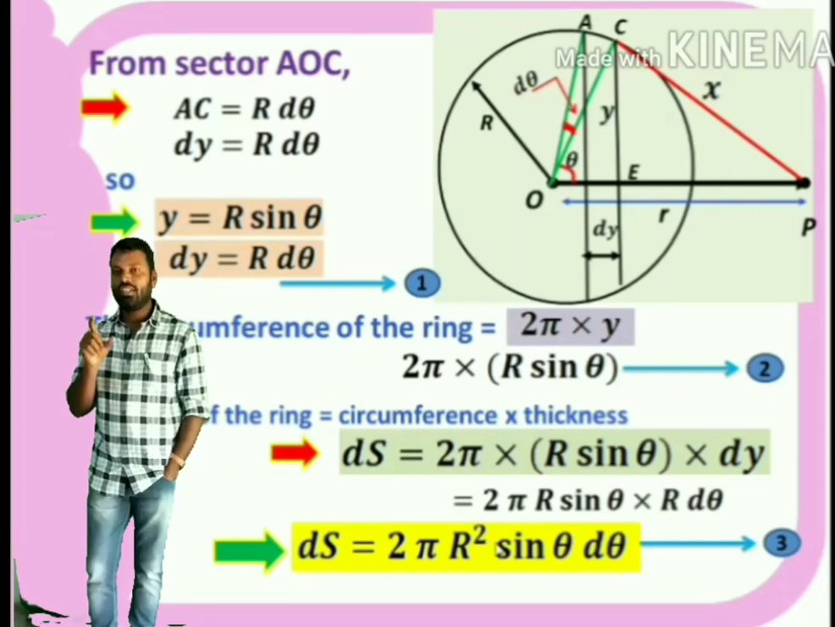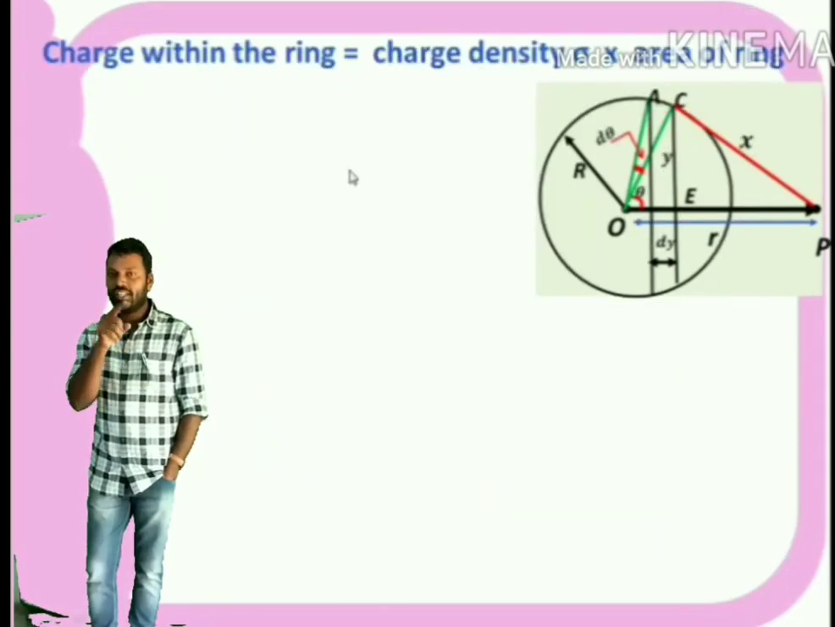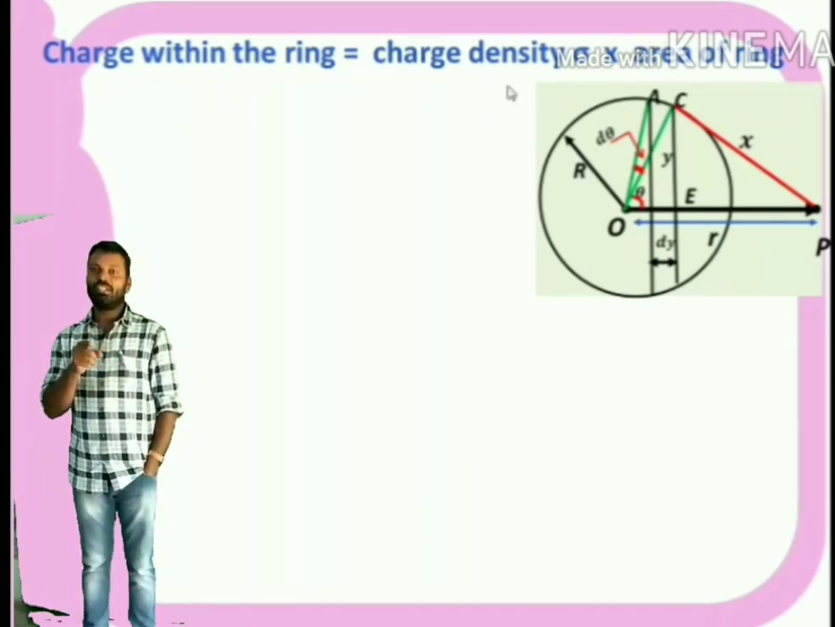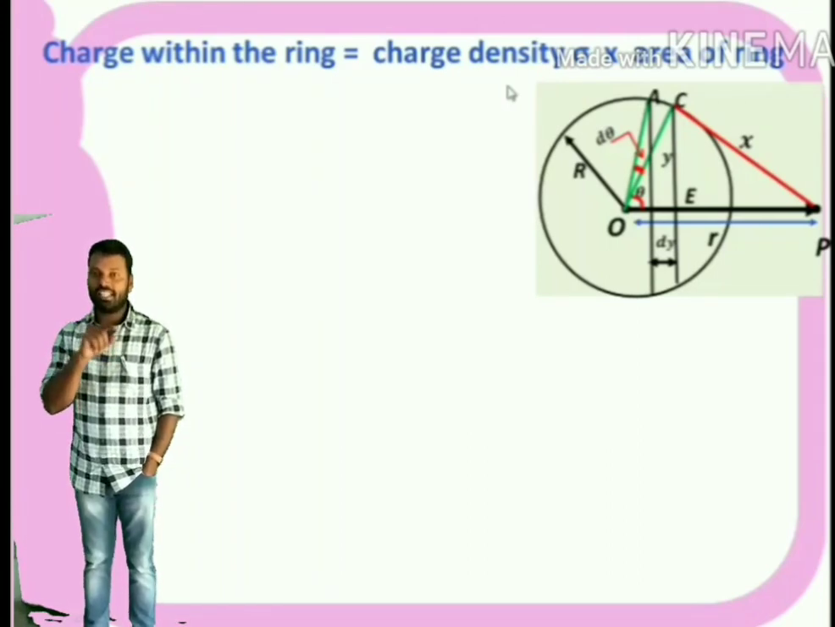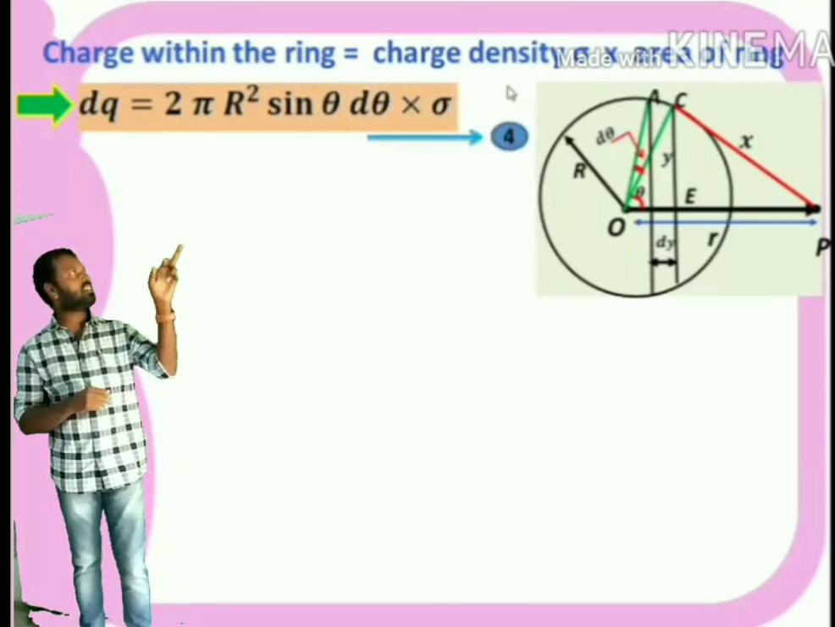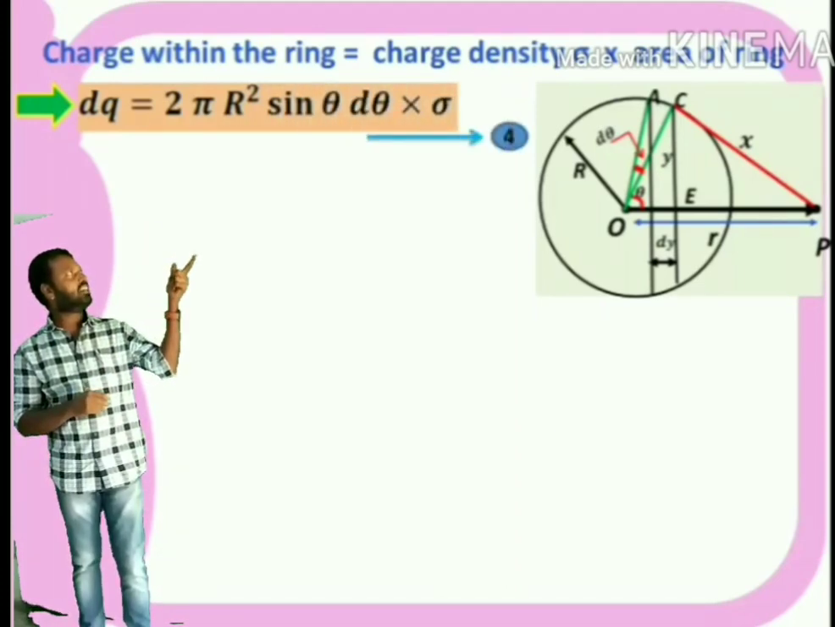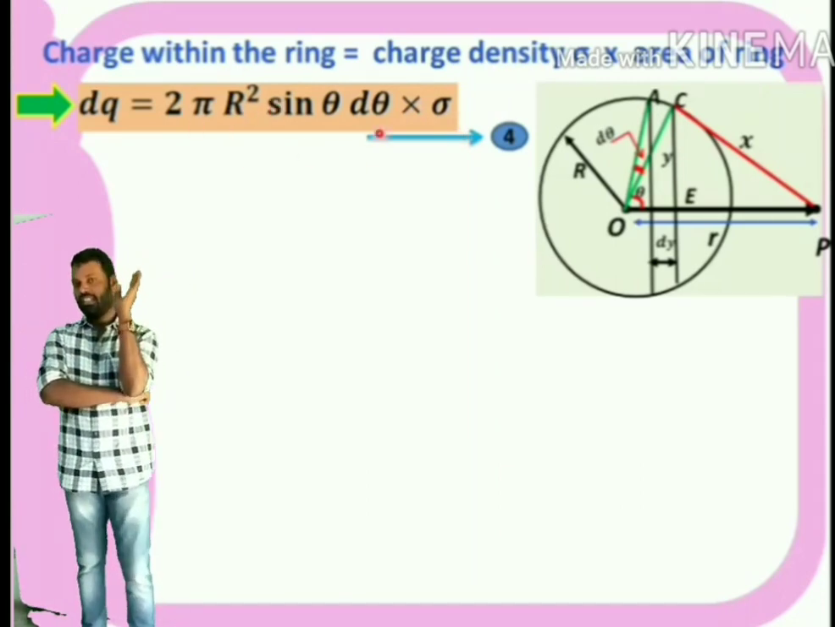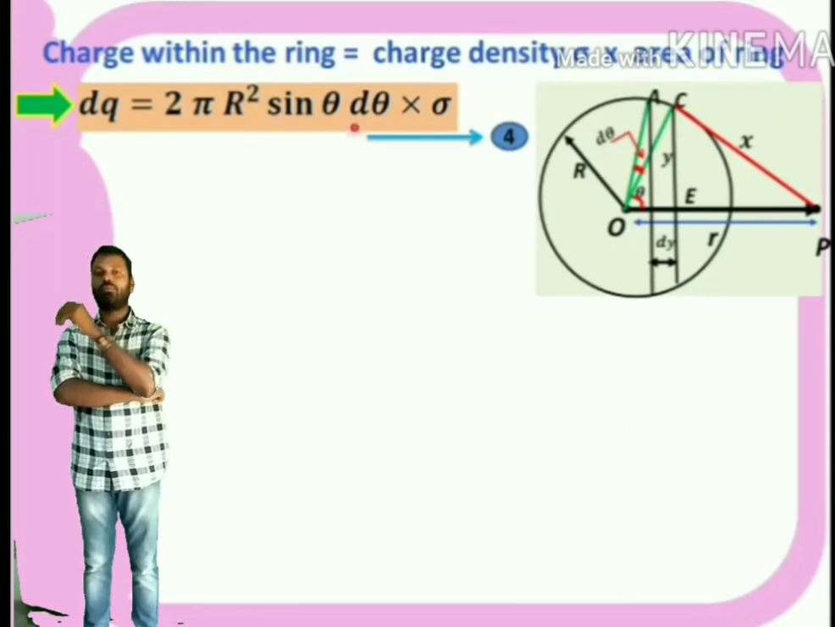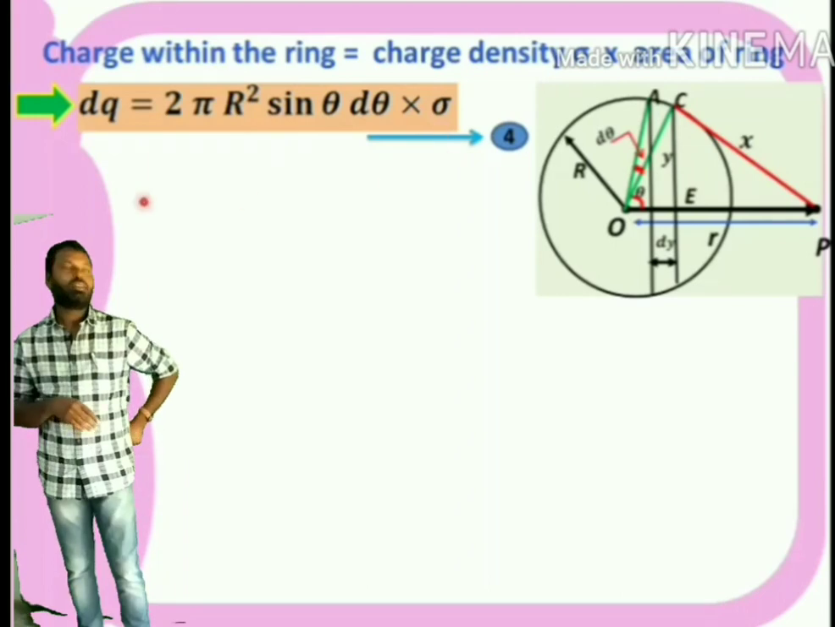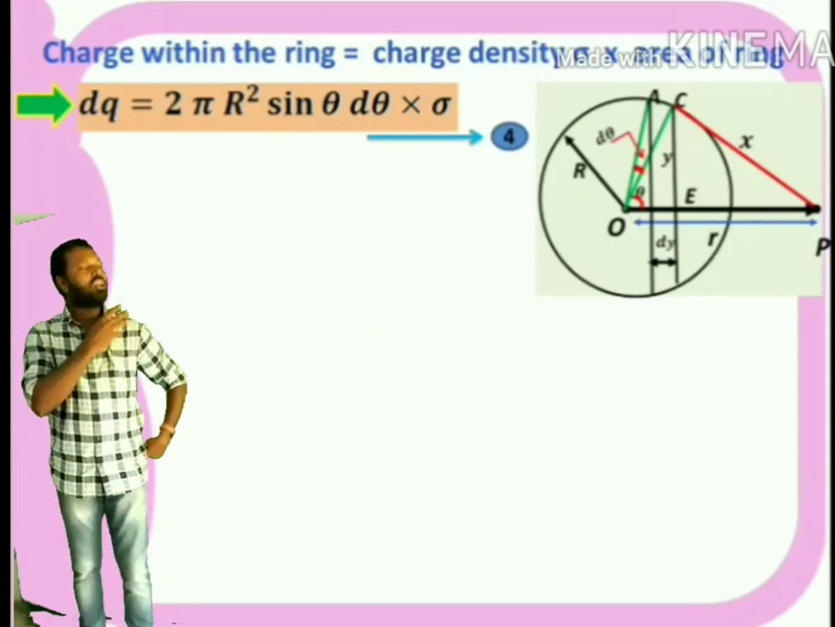Right? Next, actually what is charge? Charge within the ring is given by charge density sigma into area. Q is equal to sigma into A. So within the ring the charge is given by dq, that is equal to charge density sigma into what is the area? 2 pi R square sin theta d theta. So if I substitute that, dq is equal to 2 pi R square sin theta d theta into sigma. This is equation 4.